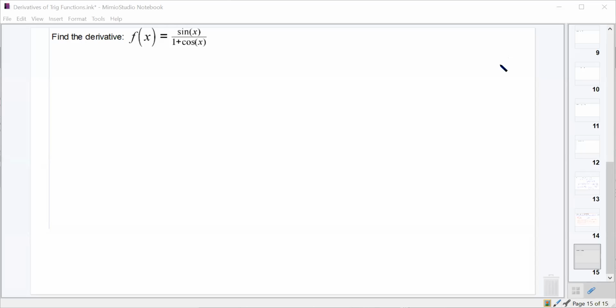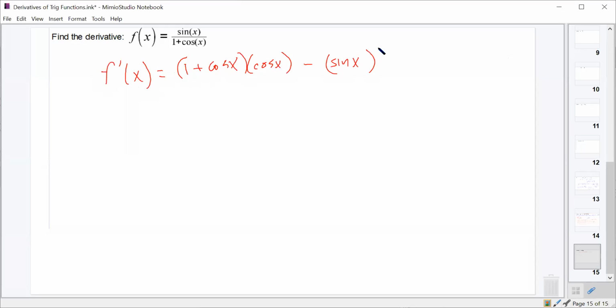So first off, there's not really a good way to simplify this to begin with. So we'll just go right off the bat, taking the derivative using the quotient rule. That'll give us 1 plus cosine x, the denominator, times the derivative of the numerator, which is cosine x, minus the numerator times the derivative of the denominator, which is negative sine x, all over the denominator squared. Hopefully you all started with that.